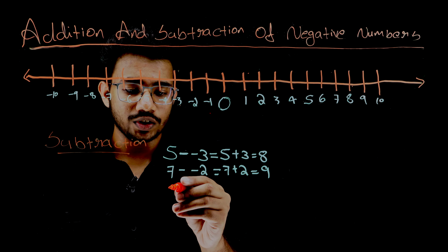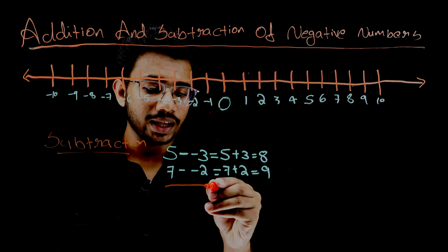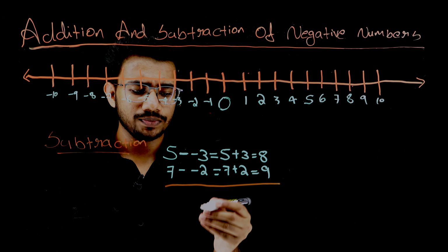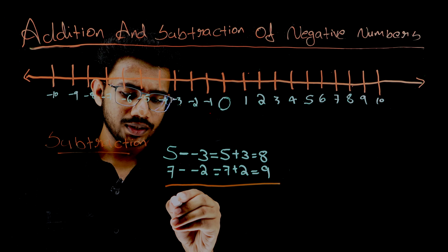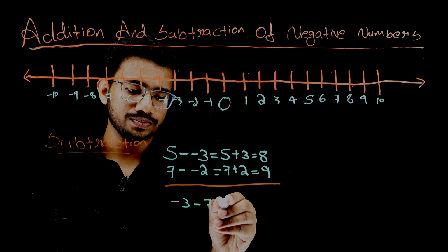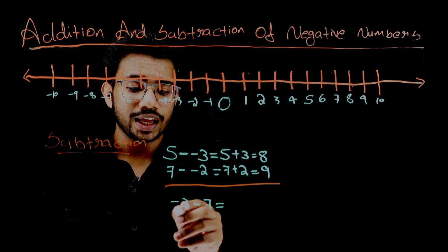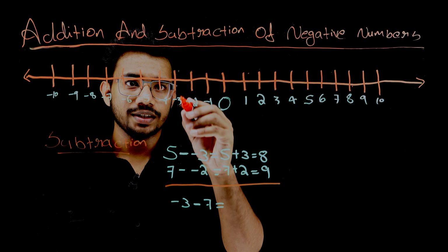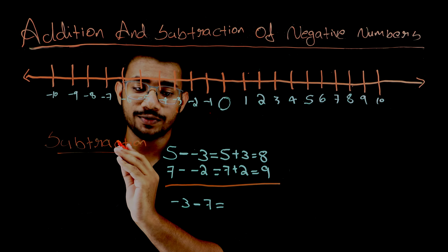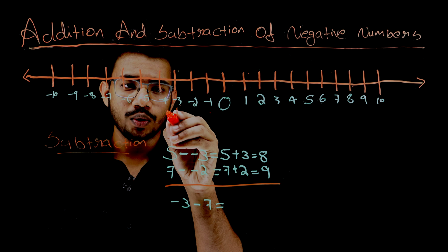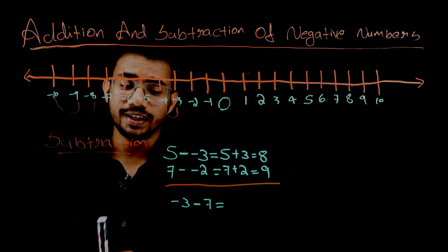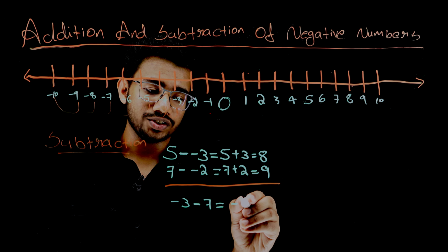Now moving on to the next set of questions. So in this one, we would be having the subtraction of a negative number and a positive number. For example, let's say -3 minus 7 equal to. So here, where am I standing? I'm standing on -3, that is here. And I'm subtracting, so I should be moving towards the left side. How many units? 7 units. That is 1, 2, 3, 4, 5, 6, 7. That will give me -10 as the answer.